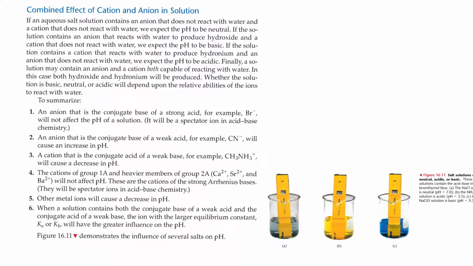6. When a solution contains both the conjugate base of a weak acid and the conjugate acid of a weak base, the ion with a larger equilibrium constant, Ka or Kb, will have the greater influence on pH. Figure 16.11 demonstrates the influence of several salts on pH.